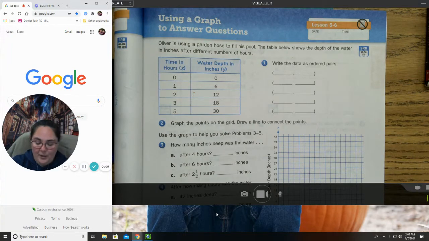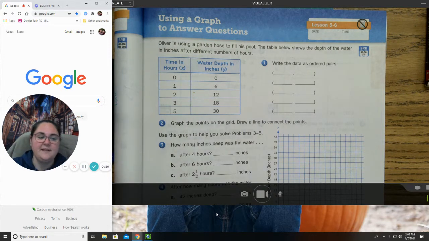This is the second little part of your lesson today. So with this lesson, we're going to work on using a graph to help answer questions. So this is a review. We've done bar graphs before. We've done graphing in general before.